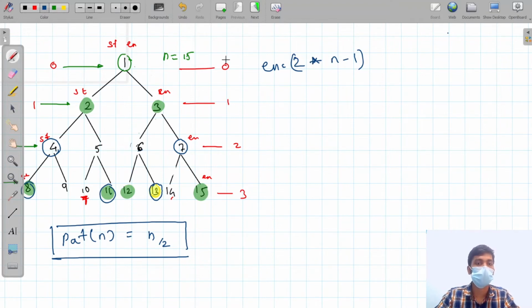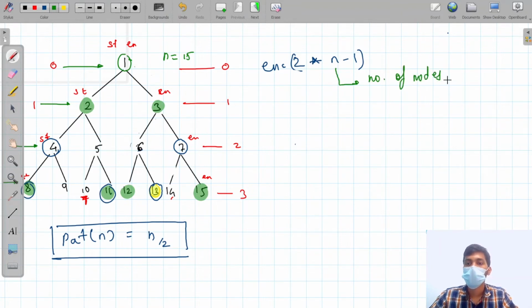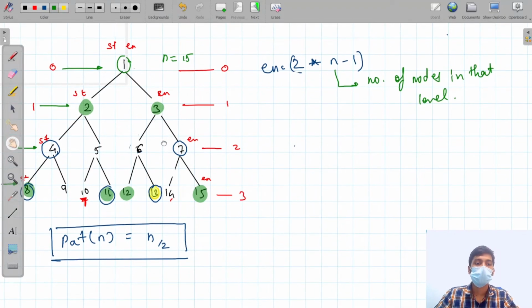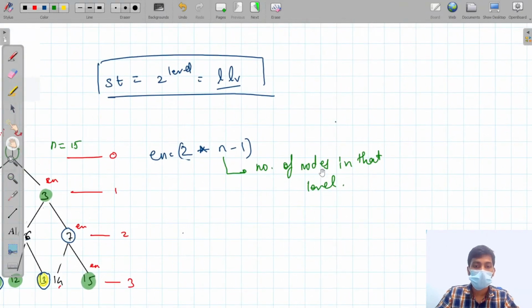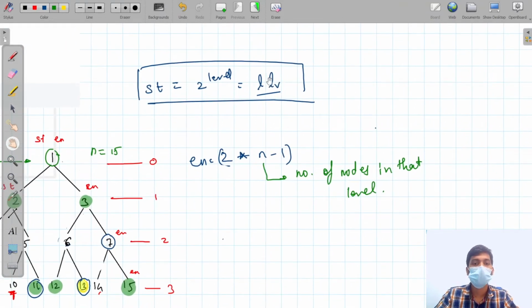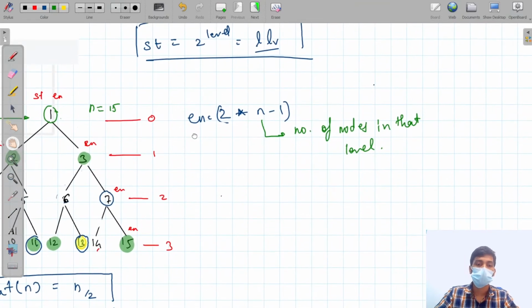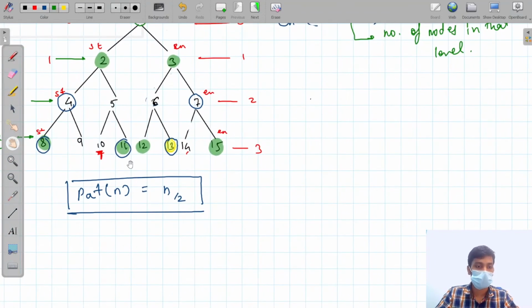That's why the formula was not working, because what we did was 2 into 11 minus 1, that is going to give us 22 minus 1, that is 21, and 21 is nowhere in this whole tree currently. So actually this n signifies what? The significance of this n is nothing but the number of nodes in that level. And we know that the last level value is nothing but the starting point, right?